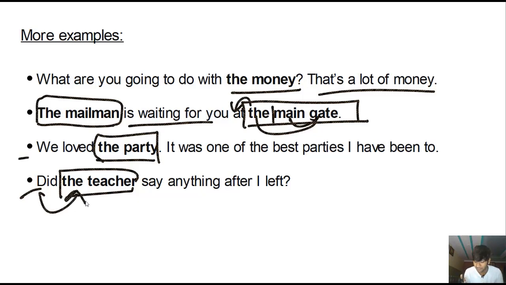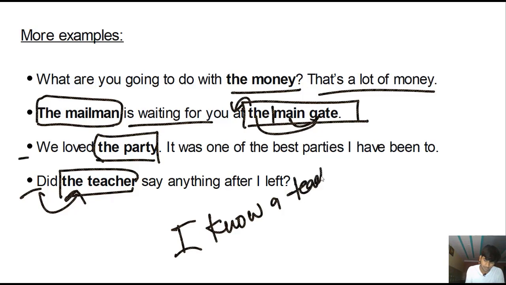So I hope that now you know how to use the definite article the. But if you know that the other person does not know which noun you're talking about, or you yourself do not want to specify it, just use a or an. I know a teacher. I know a teacher who can help you.